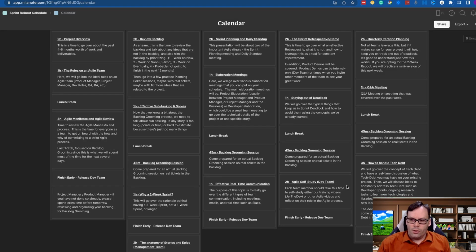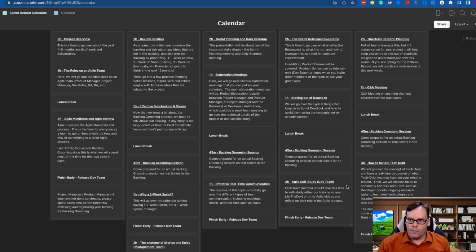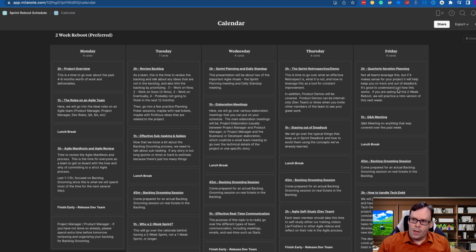After that, I like to encourage the team to do some self-study, because different developers may feel that they need to look at different areas of the agile process, and this will be good because we're going to have a Q&A meeting on the Friday of the first week where they can ask any of the questions that they still have. On Friday of the first week, we go into quarterly iteration planning, which again is an optional meeting that not every team does, but it's something that can help stay out of deadlock.